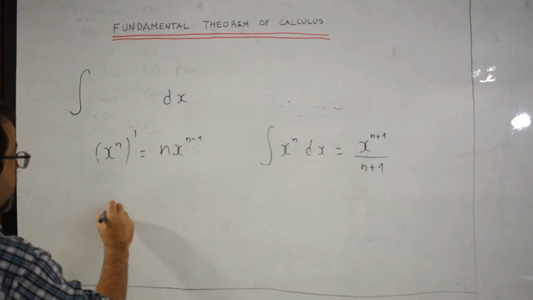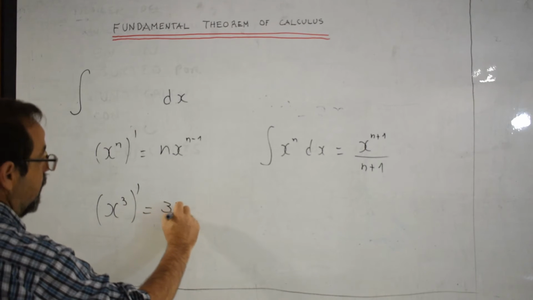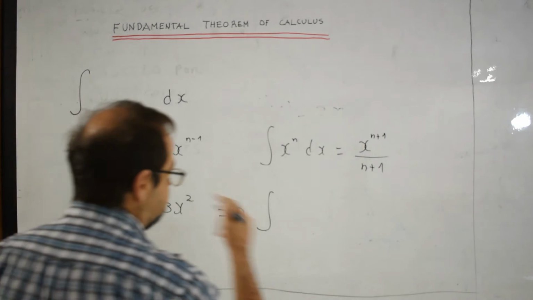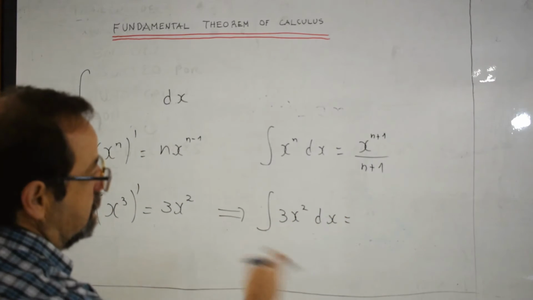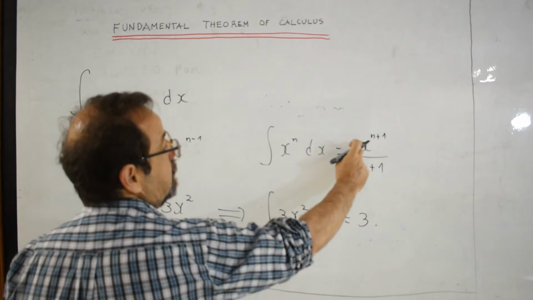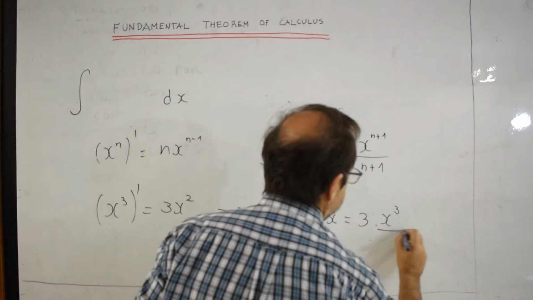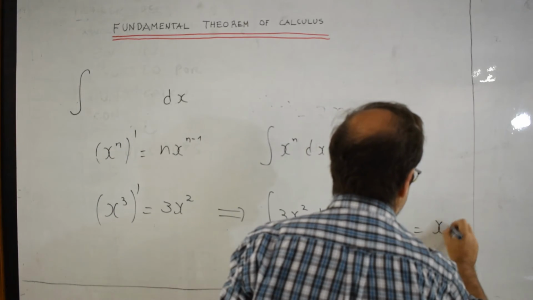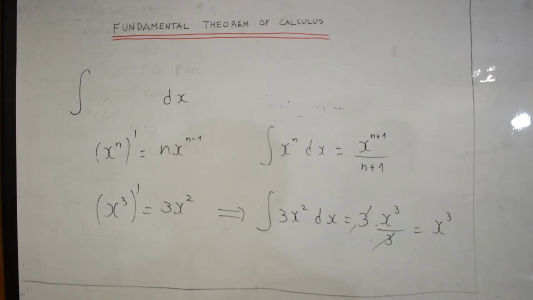Let's apply this to some function and let's see if this works. Let's say we want to find the derivative of x cubed. That will be 3x squared. Let's use this formula to integrate 3x squared dx. This 3 stays in front, and then we have to put x cubed divided by 3. 3 cancels with 3, and so the result is x cubed, which is exactly the same function we started with.